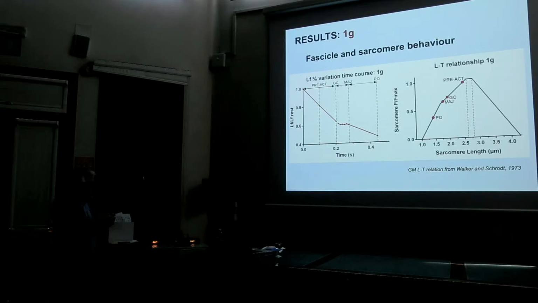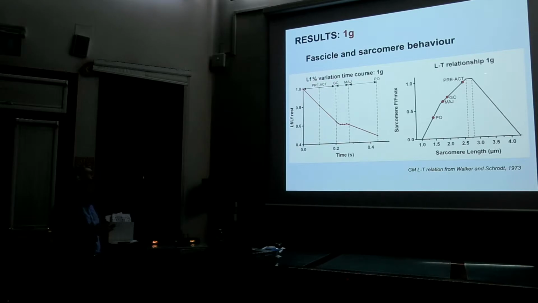Upon landing, you can see that there is a quick move to an isometric contraction. So from here, from ground contact to maximal ankle joint angle, the fascicles are behaving quasi-isometrically. And this isometric phase is fundamental to enable the tendon to be stretched. And of course, this elastic energy is then released during the shortening phase, which ends with the end of the push-off phase.